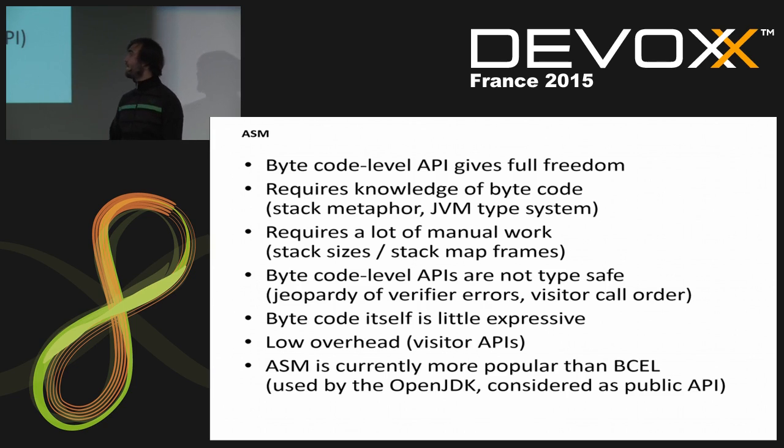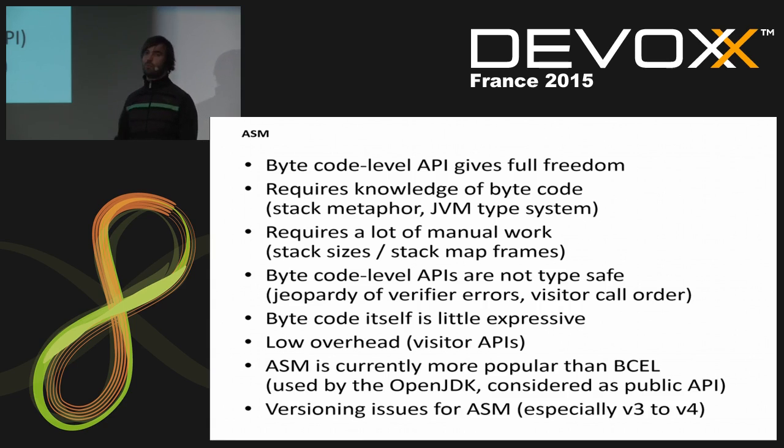It's used by the OpenJDK. It's currently public API. I wouldn't bet on it. I think in Java 9 it's going to be hidden away in a Jigsaw module. But if even the OpenJDK bets on ASM, it pretty much settles the deal between ASM and BCEL to be the winner of this race.